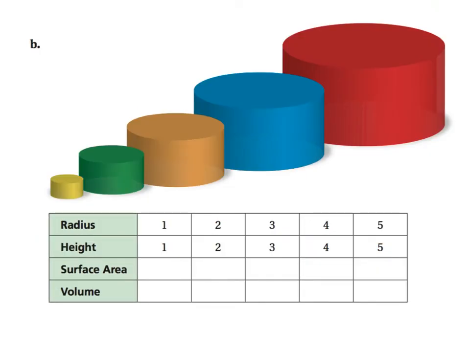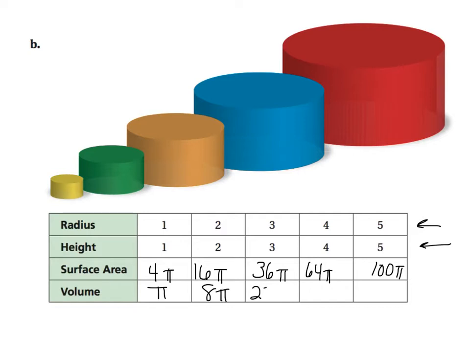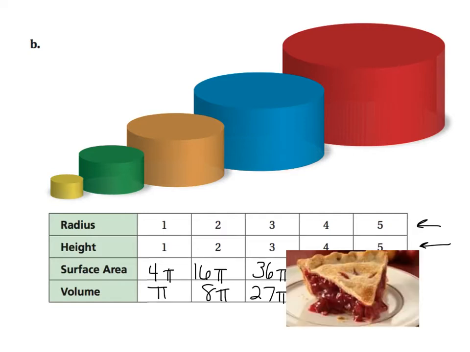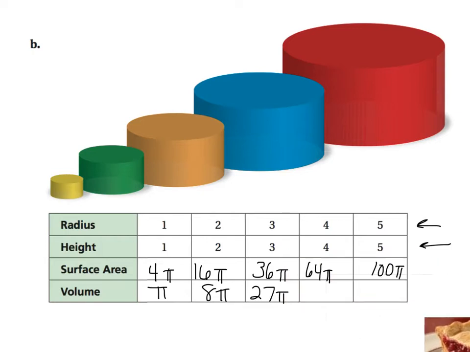Do the same thing. Well, let me just tell you what the answers would be. Here we change the radius and the height. Now the surface area here is 4 pi, 16 pi, 36 pi, and you should see a pattern, 64 pi, and 100 pi. Here we have pi, 8 pi, 27 pi, cherry pie, just kidding, 64 pi, and 125 pi, even though that cherry pie does sound good.